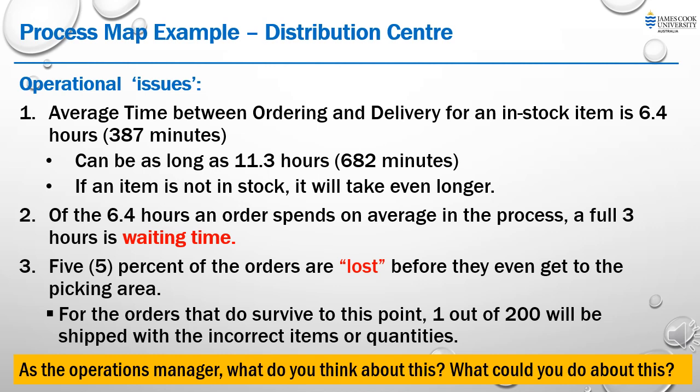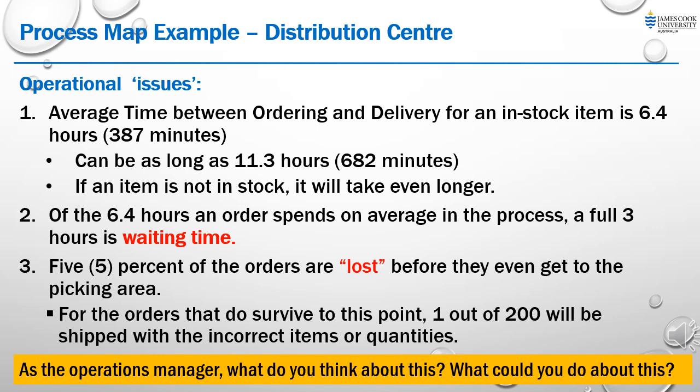For example, here, the average time between ordering and delivering for a stock item is about 6.5 hours, and can be as long as 11.5 hours. If an item is not in stock, it can take even longer. Around 6.5 hours is spent on average in process, and a full 3 hours of that is waiting time.